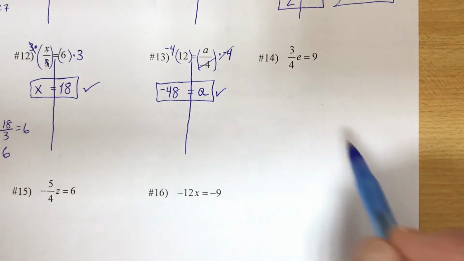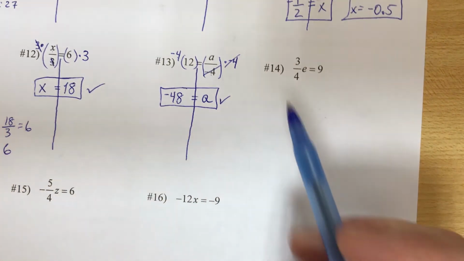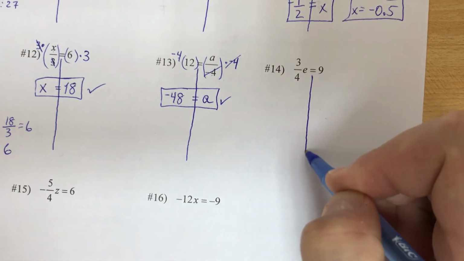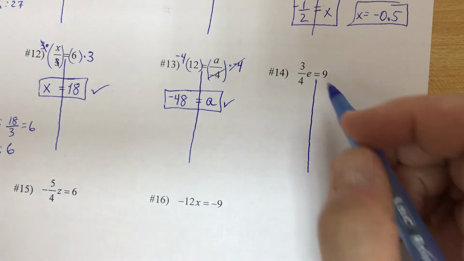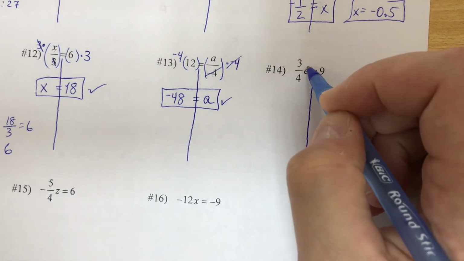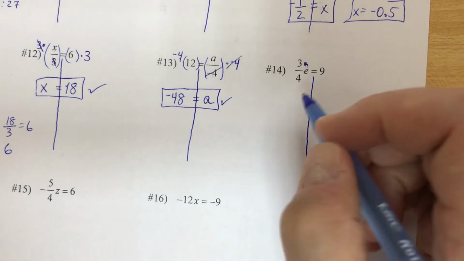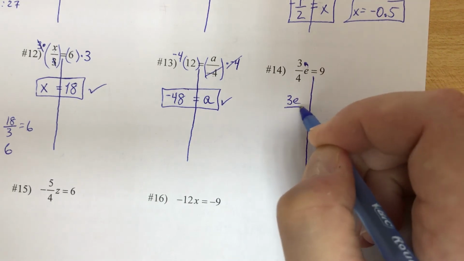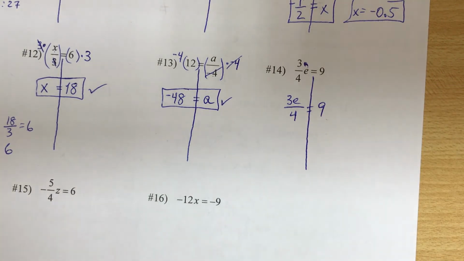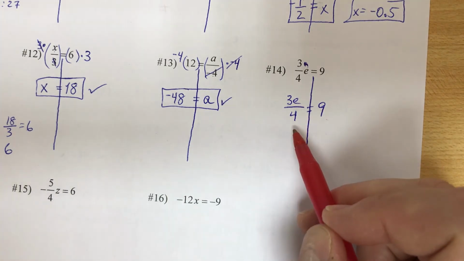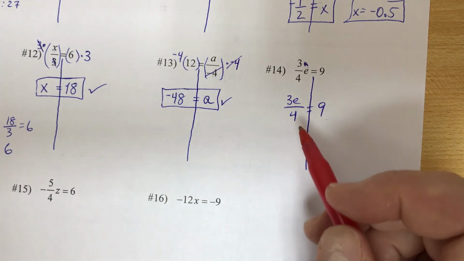Check. All right, now number 14 is a little different because a fraction times e equals 9. This e goes in the top. So I could write this as 3e divided by 4 equals 9. Now there's 2 ways you can do this. I'm going to break this into 2 steps. I'll do that the first way.